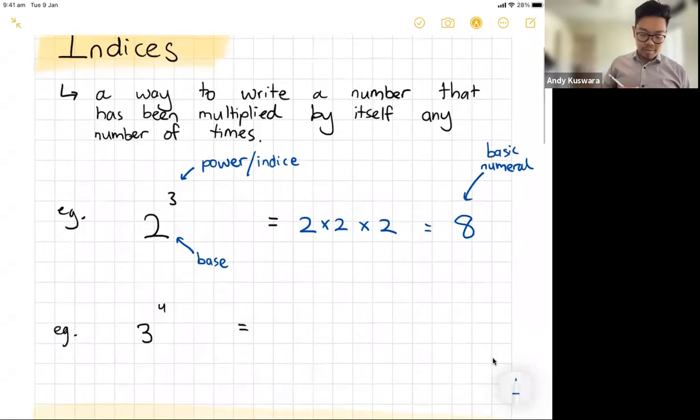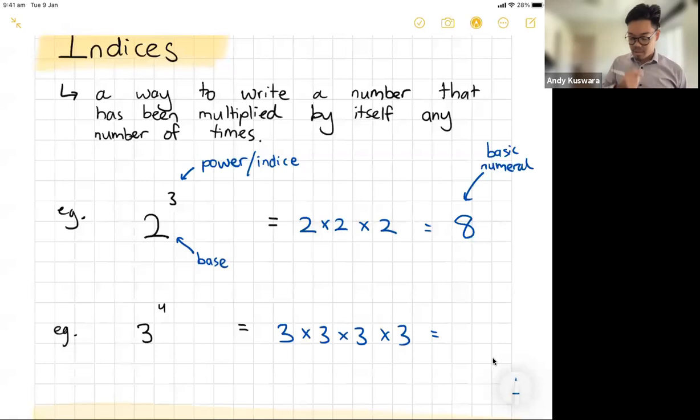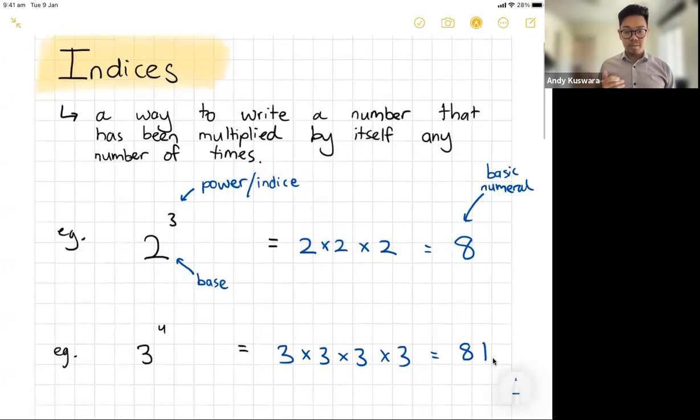Okay, so again, if I was to quickly do this, 3 to the power of 4. My base is the one that gets multiplied, and how many times am I going to multiply it by itself? 4 times. So that's 1, that's 2, that's 3, that's 4. Now this one's a little bit trickier. You can put it in your calculator, but I know 3 times 3 is 9, 9 times 3 is 27, and 27 times 3 is 81. So I know that is my answer. So that's a little bit on how indices work.